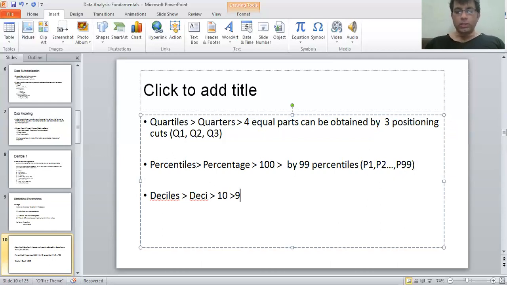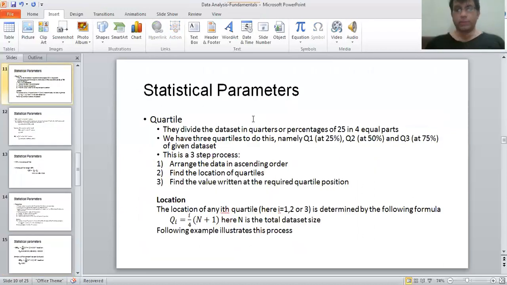And likewise, for the deciles which divide the data in 10 equal parts, this could be done by 9 deciles, and they are indicated by D1 for decile 1, D2 for decile 2, and onwards we can have the last value, which is D9, right? So this is the basic idea. Now let's see in detail what we mean by it and how this is done.